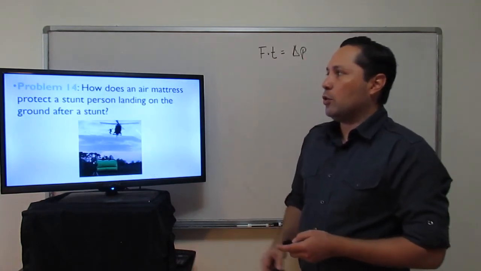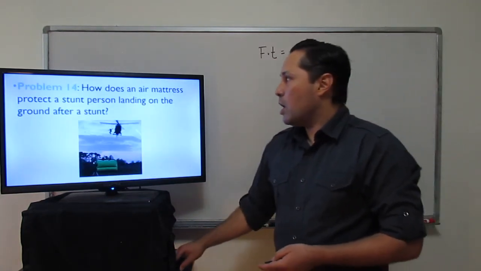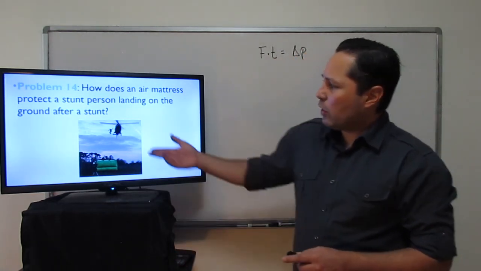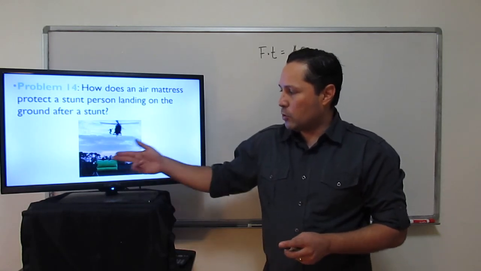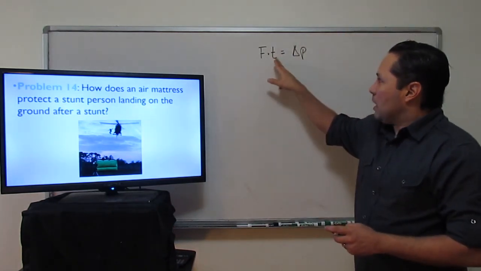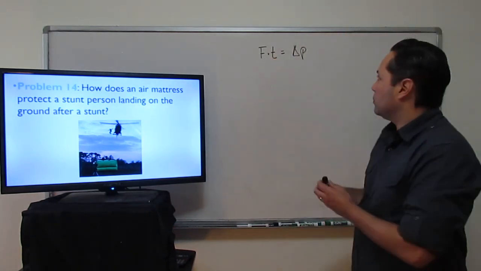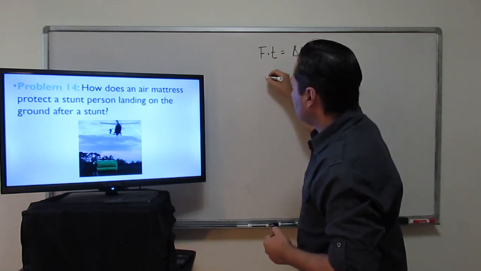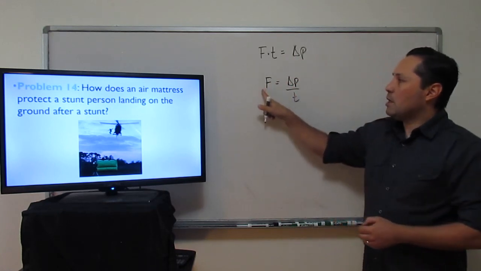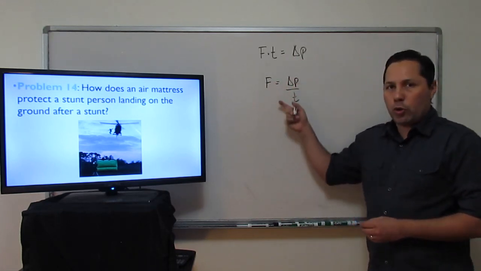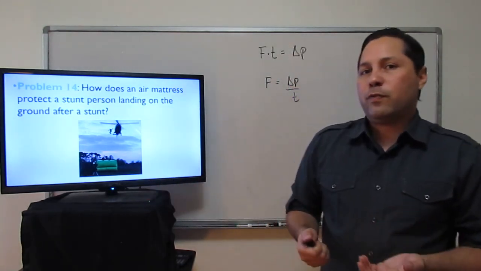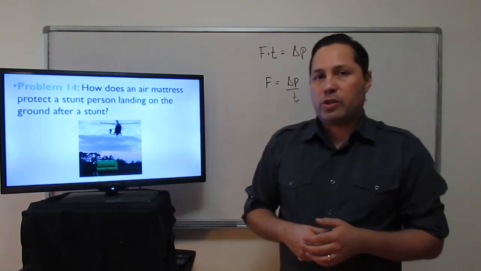Alright, finally let's go ahead and move along to problem 14. In this one they ask you, how does an air mattress protect a stunt person landing on the ground after a stunt? So here we have our stunt person jumping from a helicopter to an air mattress there. Alright, so how does that work? The answer is this. If we increase the amount of time, so I'm going to isolate the force, the force will decrease because they're inversely proportional as this formula is set up. So as the collision takes longer, there will be less force exerted on the stunt person.